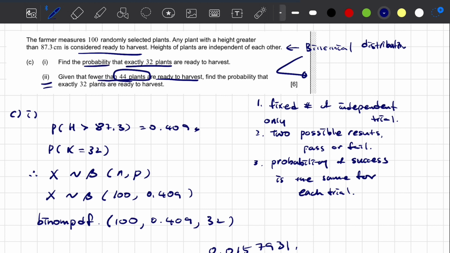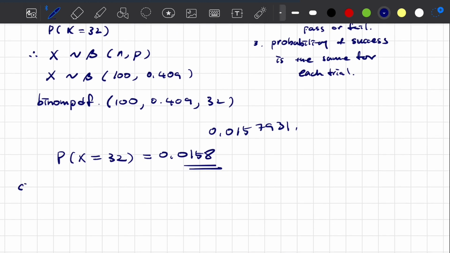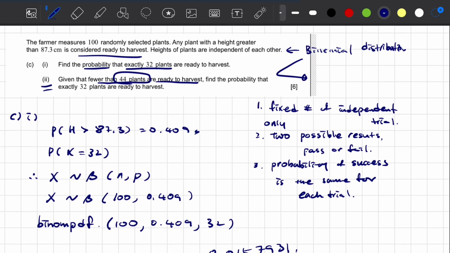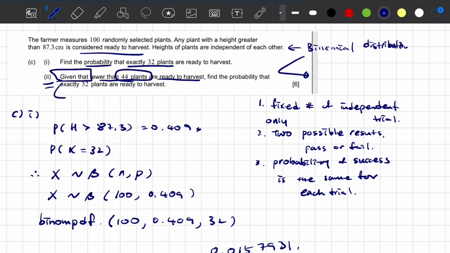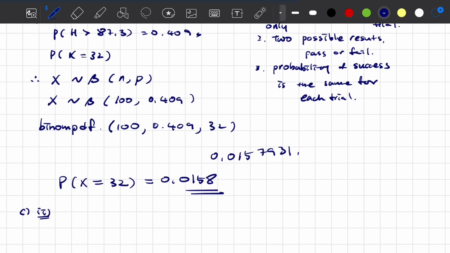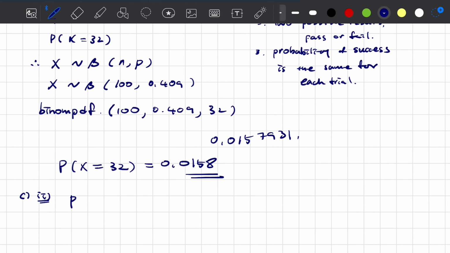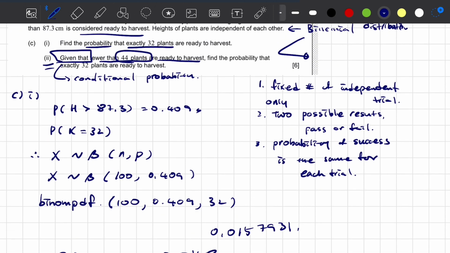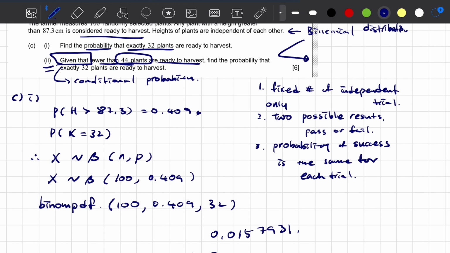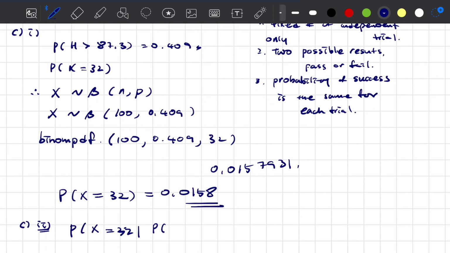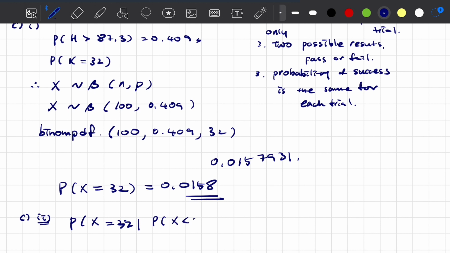Then question C II, given that fewer than 44 plants are ready to harvest, we need to find the probability that exactly 32 plants are ready to harvest, right? So since the question starts with given, that means this is a conditional probability. Okay, and that means we have to calculate the probability that the number of plants is equal to 32 when fewer than 44 plants are ready to harvest. So we do x is less than 44.